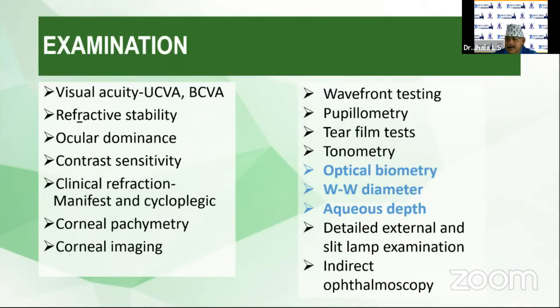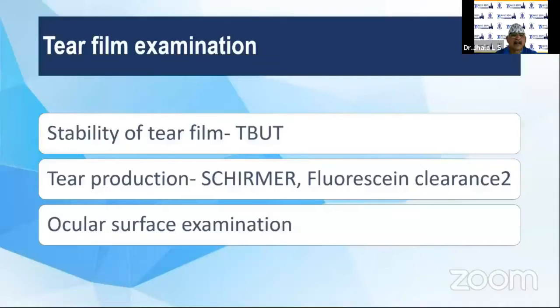Then comes the detailed external and slit lamp examination, and a very thorough indirect ophthalmoscopic examination for any peripheral retinal degenerations. We should look for the stability of the tear film, tear production, and the ocular surface examination, any meibomian gland disease or history of any chronic irritation or infections in the eye.